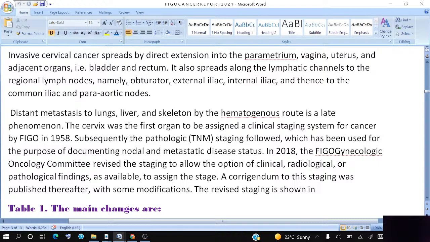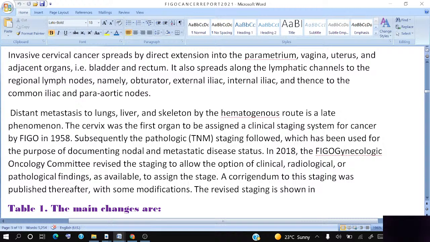Distant metastasis can go to the lung, liver, and skeleton by the hematogenous route, and this is a late phenomenon. The cervix was the first organ assigned a clinical staging system for cancer by FIGO in 1953, according to the clinical stages, and 1952.